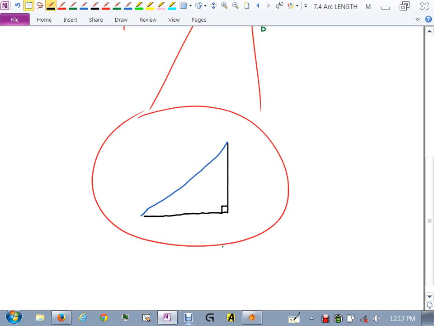Now, if I construct a right triangle, the hypotenuse is not the blue, right? But it's approximately very close to the blue, isn't it? And if I get this triangle even smaller and smaller and keep zooming in further and further, the error that I have in my hypotenuse versus the curve gets smaller and smaller.